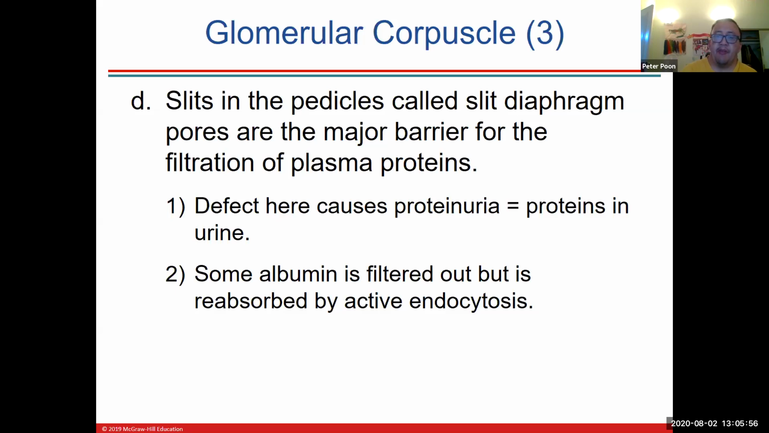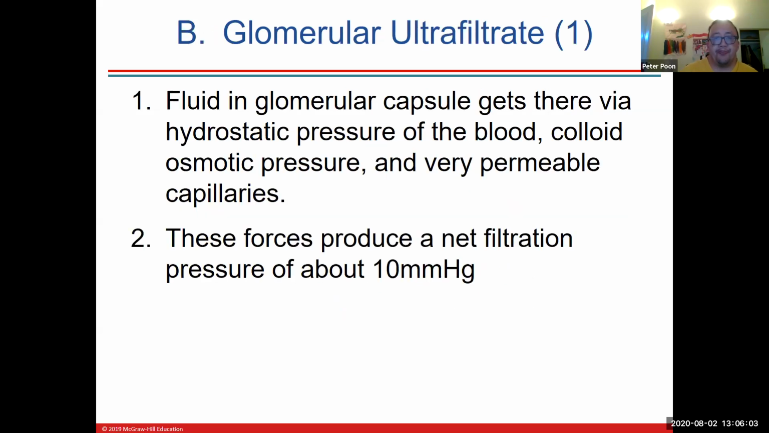Some of the albumin is filtered out, but it's actively reabsorbed by endocytosis, okay? So fluid enters the capsule via the hydrostatic pressure of the blood, the colloid osmotic pressure and the very permeable capillaries. These together force a filtration pressure of about 10 millimeters of mercury. That's more than the lungs, if you want to think about it.